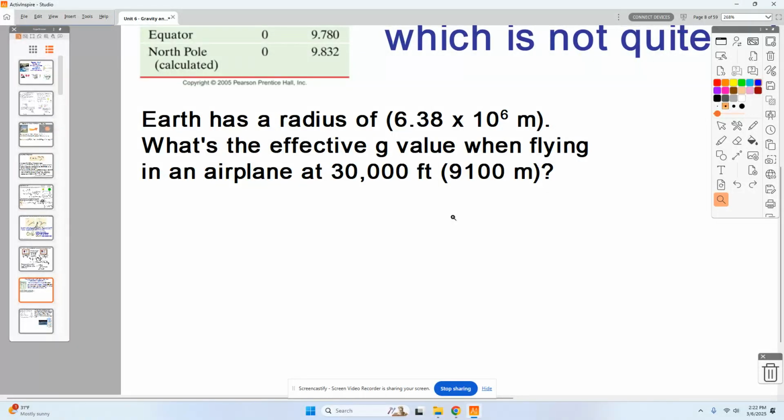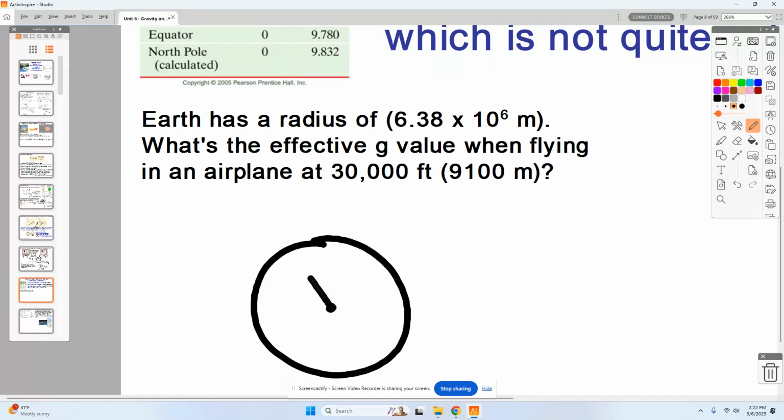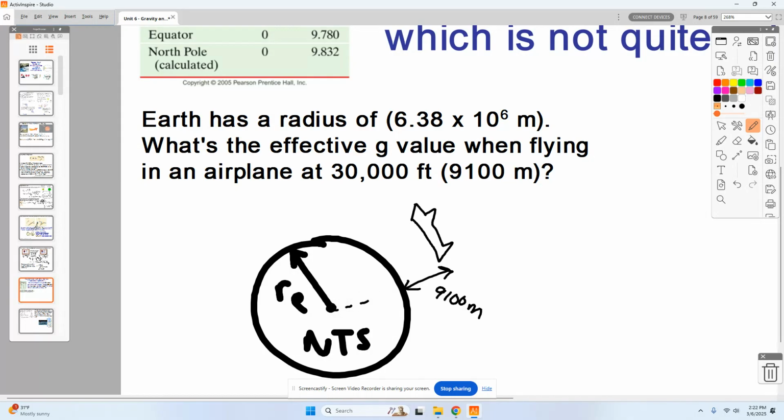I'm going to draw a quick drawing of this. It's not going to be to scale because the Earth is so large compared to elevation changes. This drawing is NTS, that means not to scale. If this airplane is at this elevation, 9,100 meters above the surface of the Earth, then we're going to have to add that 9,100 meters to the radius to be able to calculate what the value of g is out there.